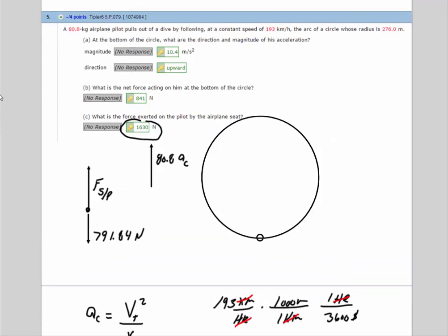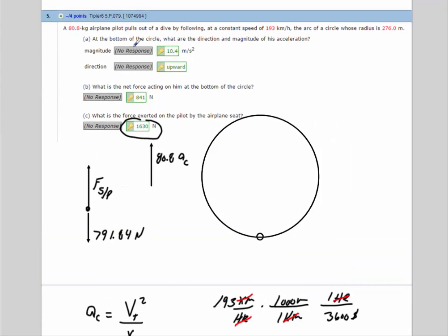Alright, looking back up, the other ones obviously we can figure out. At the bottom of the circle, what's the direction and magnitude of his acceleration? Well, acceleration would just be the velocity squared divided by r, and that'd give you the 10.4, and obviously the direction is going to be up. As you're moving along the circle, the velocity's direction is changing, the magnitude is not changing, so the acceleration will always point back toward the center.